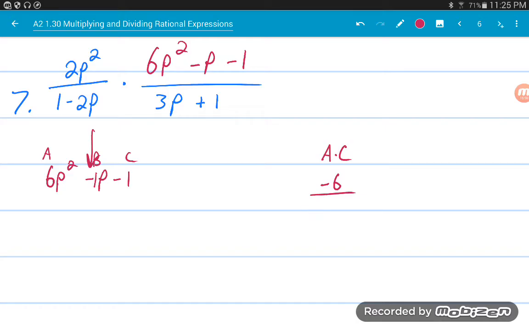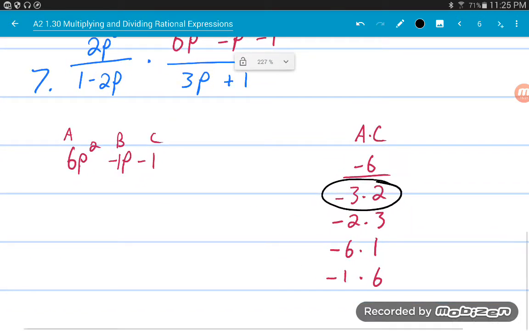So what could get me negative 6? I'm thinking negative 3 times 2, or negative 2 times 3, negative 6 times 1, or negative 1 times 6. It might take a little guessing and checking to figure out which pair is going to add to b, to negative 1. After your guessing and checking, you realize it's negative 3 and positive 2.